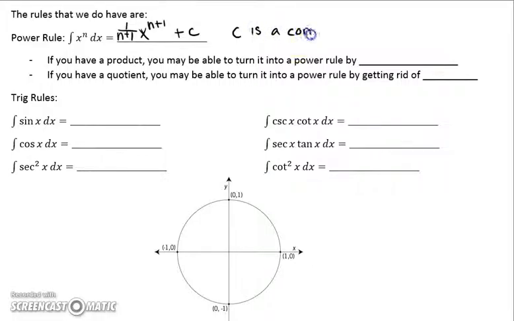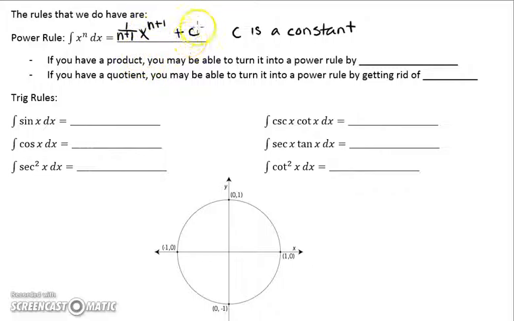And c is just a constant. The reason we need that is because if I take the derivative of this function here, I'm going to end up right here. If we take n plus 1, drop it down in front and multiply, we have n plus 1 over n plus 1, which gives us 1. Decrease the exponent by 1, so n plus 1 minus 1 is just n. So we're going to get x to the n.